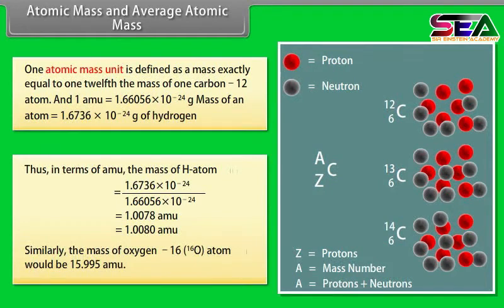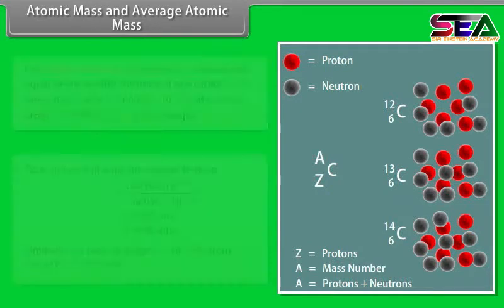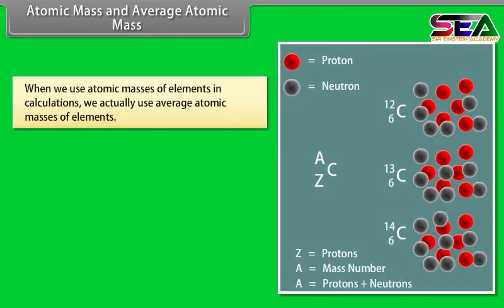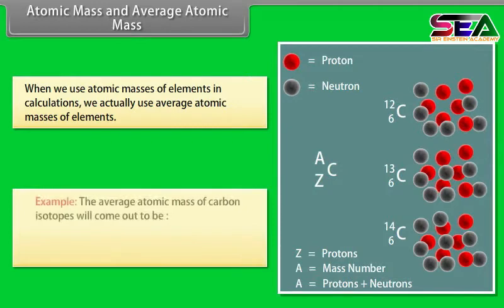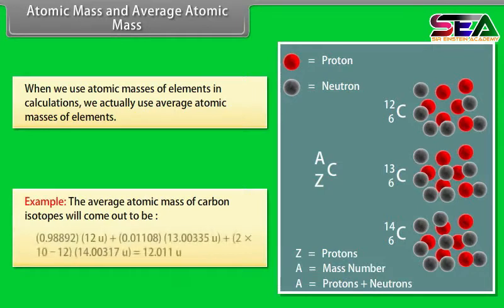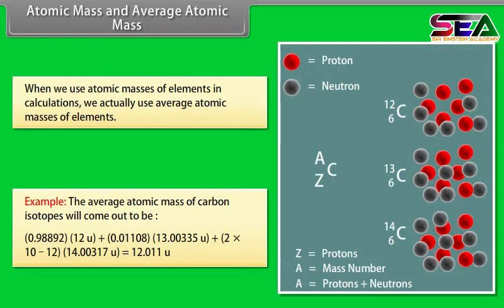Similarly, the mass of an oxygen-16 atom would be 15.995 amu. When we use atomic masses of elements in calculations, we actually use average atomic masses of elements. Example: the average atomic mass of carbon isotopes will come out to be 0.98892 × 12 u plus 0.01108 × 13.00335 u plus 2 × 10^-12 × 14.00317 u, which is equal to 12.011 u.